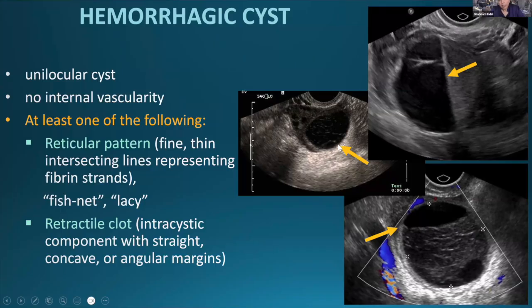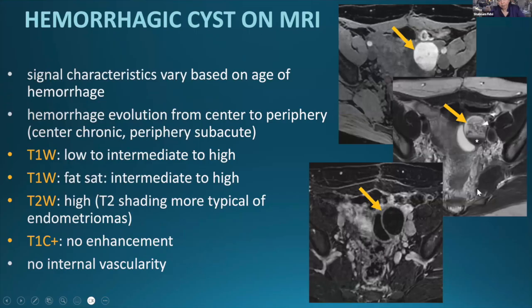If it doesn't have this appearance, it can also show retracting clot, like in these 2 examples here. So basically, there'll be an intracystic component with either straight margins, like in this example here, or it can have either concave or angular margins, like in this example below. In either event, none of these lesions will demonstrate internal vascularity.